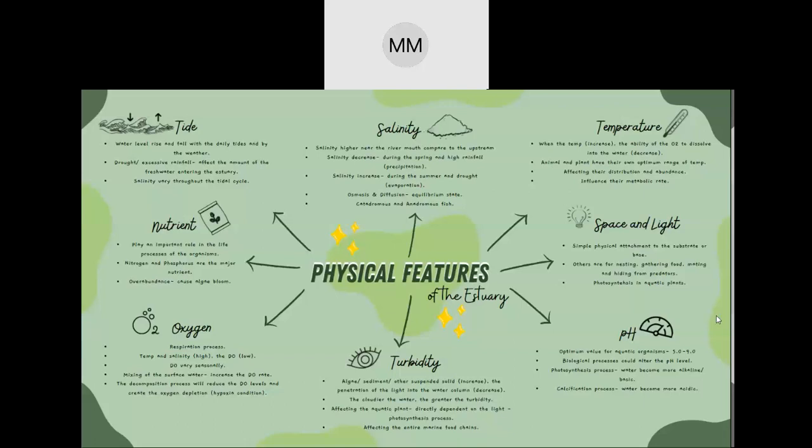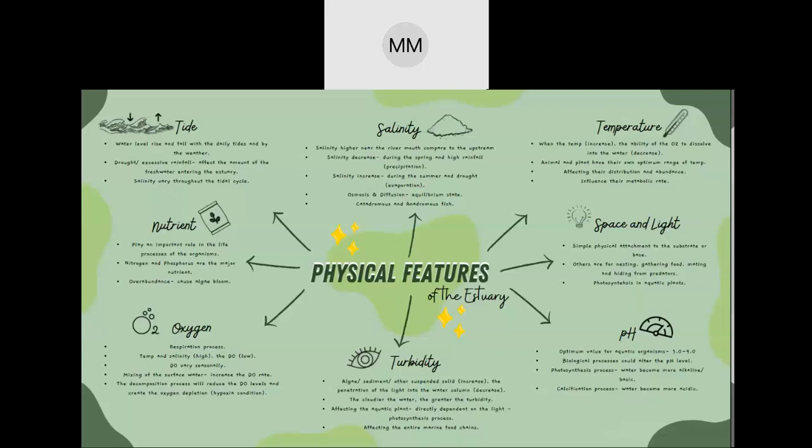Next is the salinity. The salinity is higher near the river mouth where the ocean water enters compared to the upstream. The salinity decreases during the spring and when the rate of rainfall increases, which increases the precipitation. Then the salinity will increase during the summer and the drought, where there is high temperature and increasing evaporation. Osmosis and diffusion are very important to aquatic organisms in order for them to achieve the equilibrium state when they live in the water column.